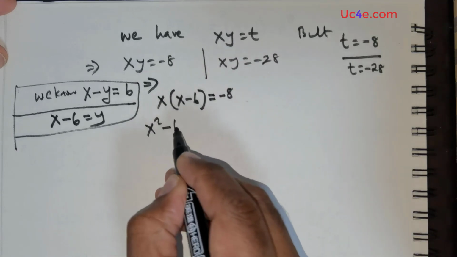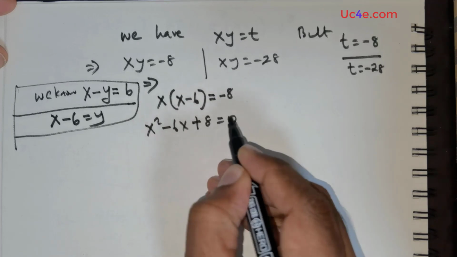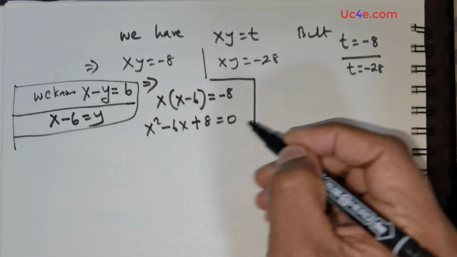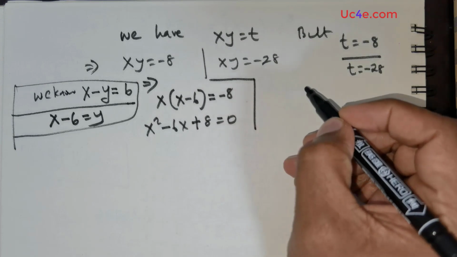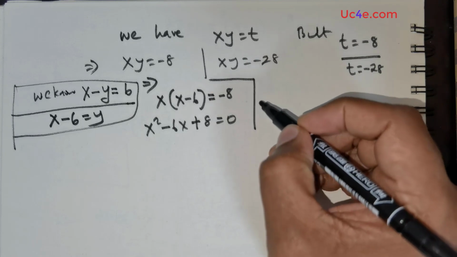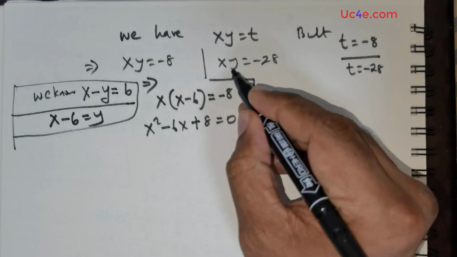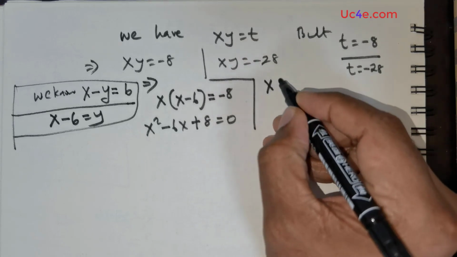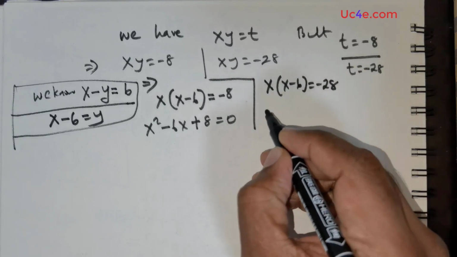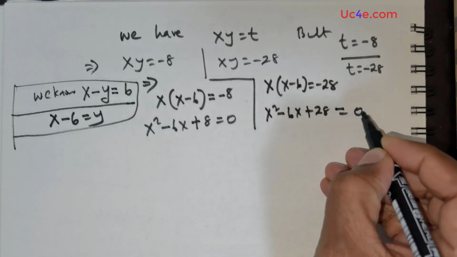This is going to be x squared - 6x. The -8, I move to the left side, I get + 8 = 0. So that's one equation which we can use to find the value of x. But x is actually quintic, so let's see how many roots or how many values of x we are able to obtain. Now the next step is I'll do the same thing. x(x - 6) = -28 in this case is going to be x squared - 6x + 28 = 0.